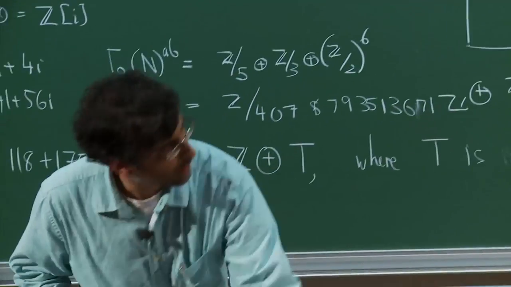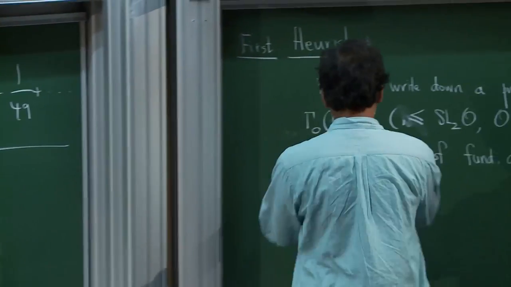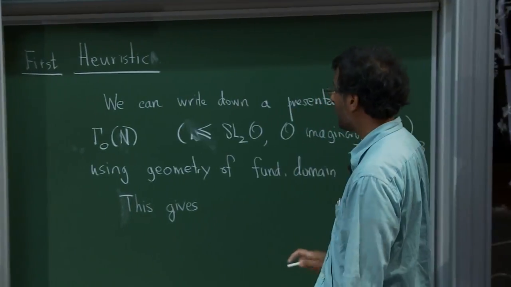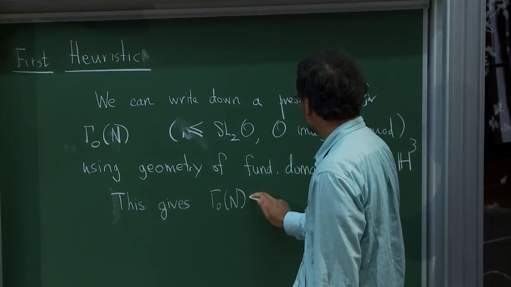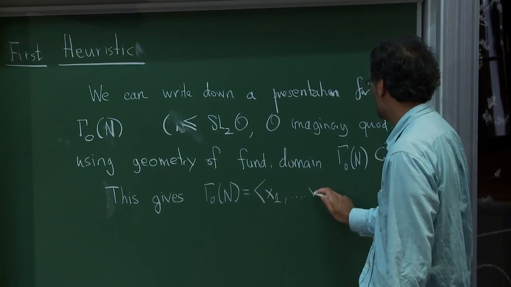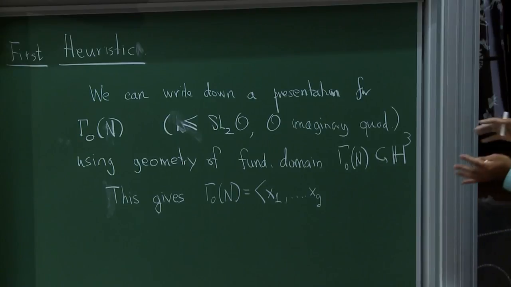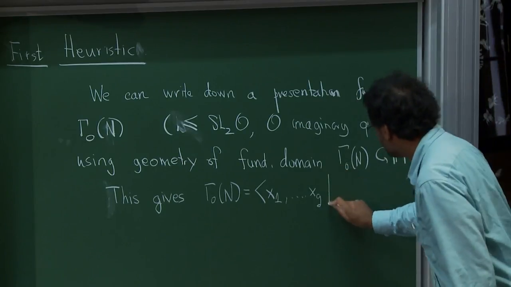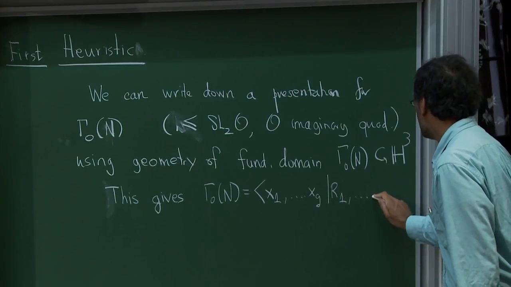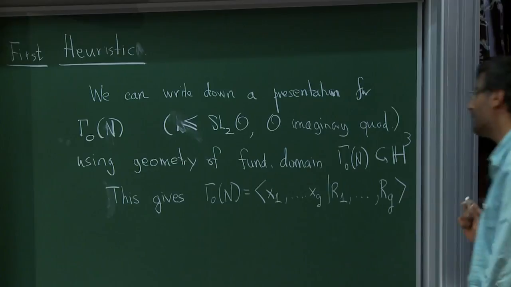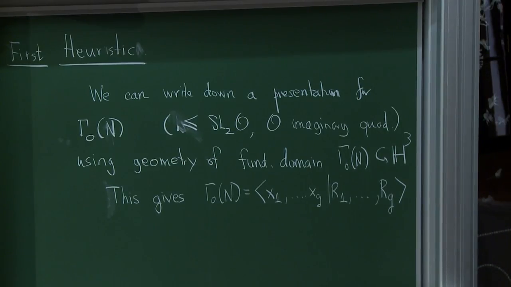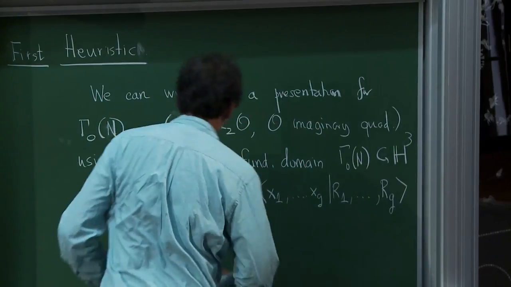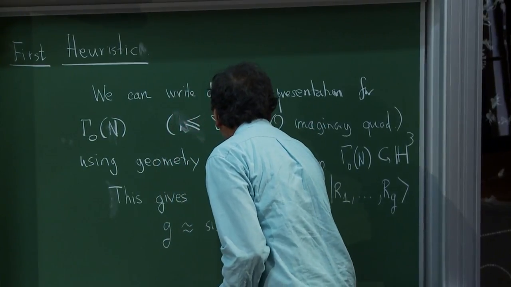I won't go into that, but what does this presentation look like? It gives you a presentation with some generators, x_1 up to x_g. These generators have to do with taking the fundamental domain and looking at the fundamental domains adjacent to it. Then you impose some relations. There's more than one way to do this, but if you do it carefully, you can get the same number of relations as generators. So this group has a presentation with some generators, the same number of relations, and g is some measure of the size of the fundamental domain.